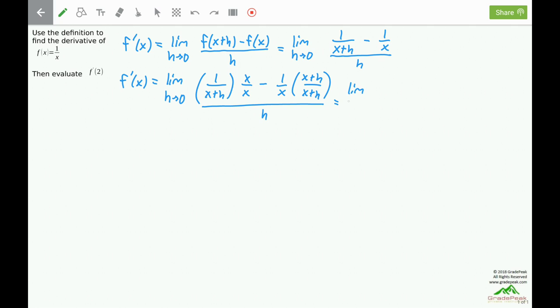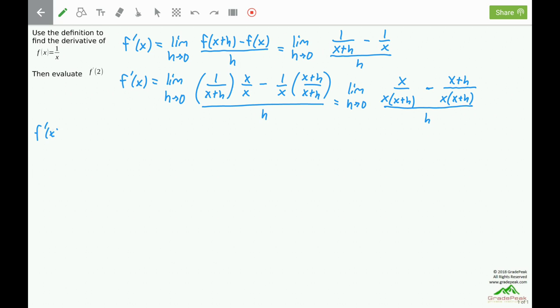Once we have the common denominator, we can combine the fractions together. Multiplying the first two fractions, 1 times x, multiplying the numerator, gives me an x. X times x plus h. Don't distribute the denominator. We always keep it factored. They are multiplying each other. And then we have minus 1 times x plus h, which is x plus h, and then the denominator will also be x times x plus h. We don't want to distribute or FOIL denominators. We keep it factored.